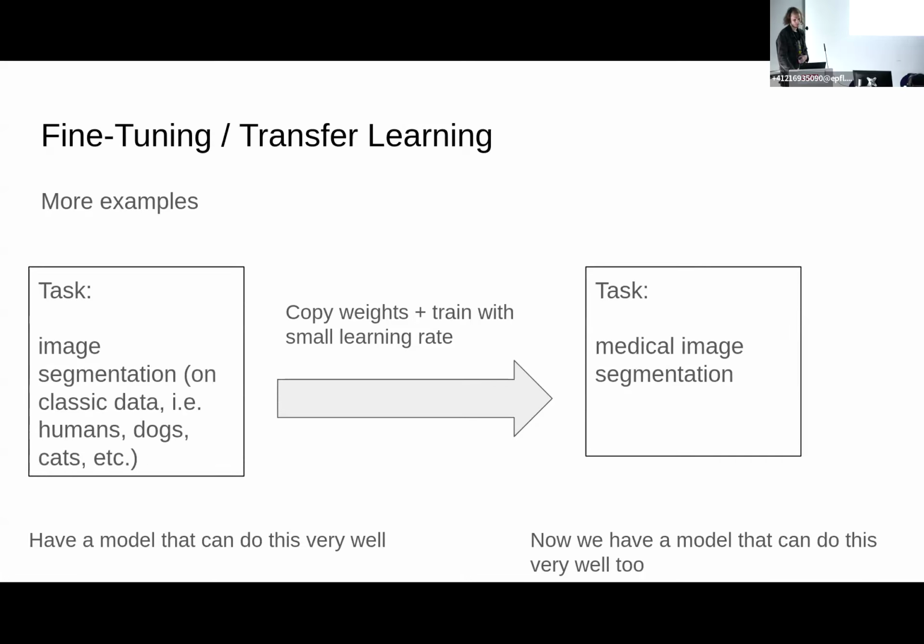Or you do some image segmentation on dogs, humans, cats, or cars, and then you want to do some medical image segmentation on brains or something else. And again, collecting medical data is much harder than collecting cars and something else. So you pre-train your model on this sort of data and then copy your weights to use it on this sort of data. Clear?